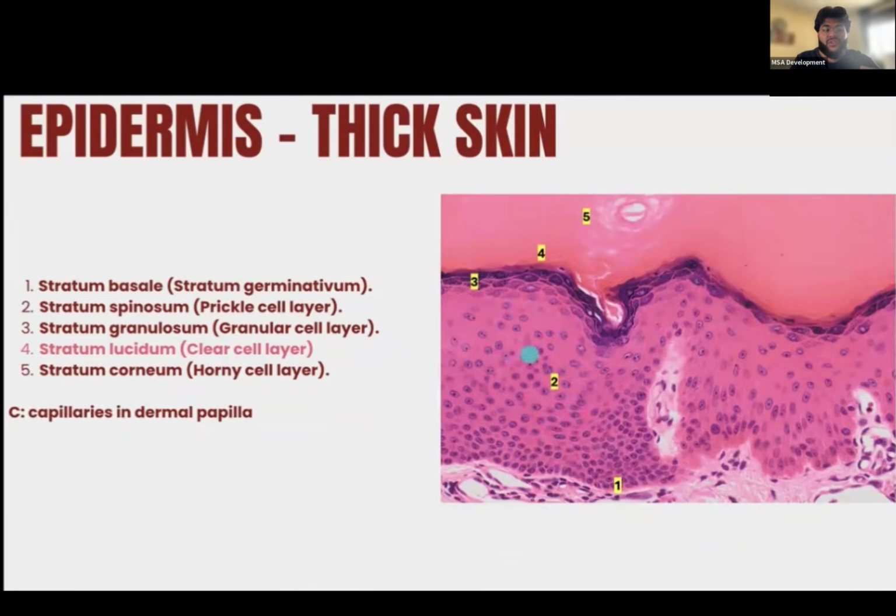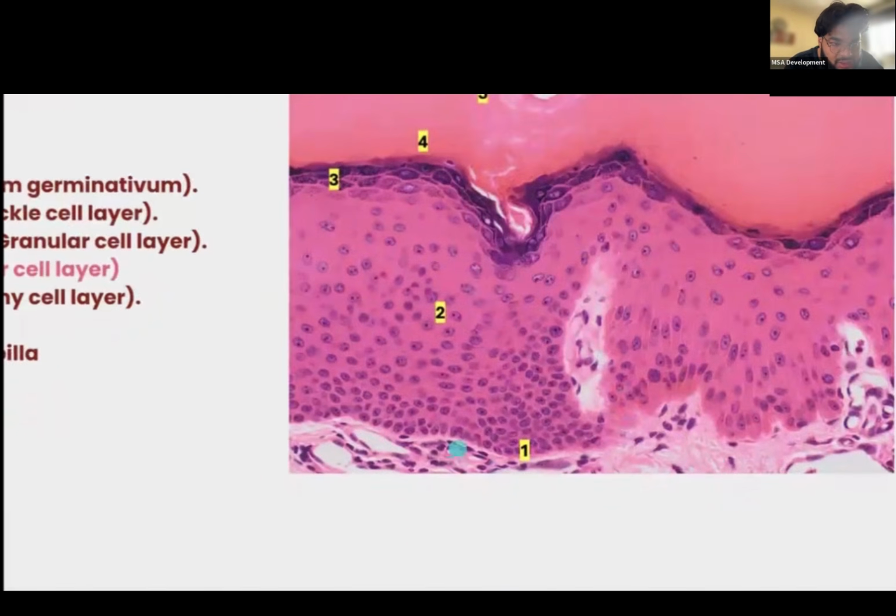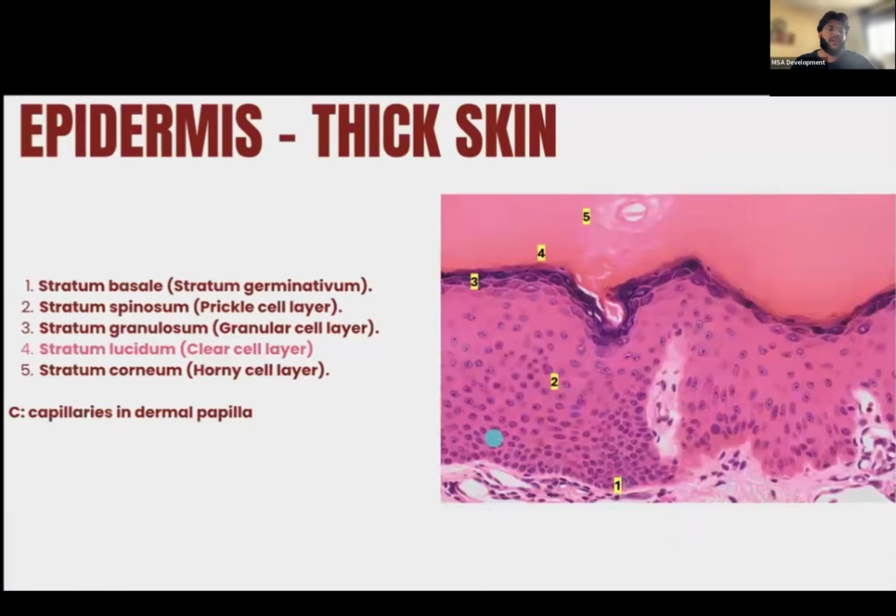And then after your stratum granulosum is the extra layer that we have, which is our stratum lucidum. Stratum lucidum is an extra layer that is only found in your thick skin. Basically, you need this extra layer to help with friction, because there's a lot of friction when you use your palms and your feet, because you're walking, you're holding things. So your stratum lucidum is needed there to help with this friction. And then you have the same layer as before, your stratum corneum. You can't see the capillaries in this section.